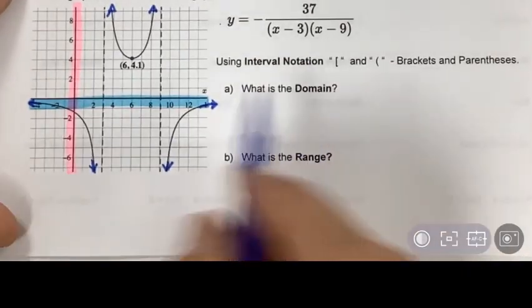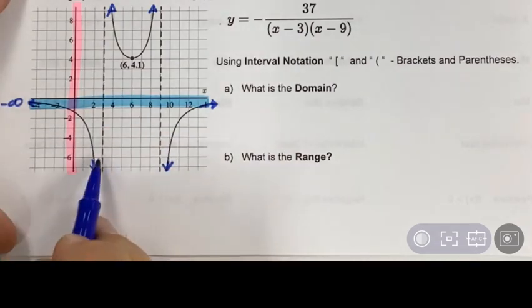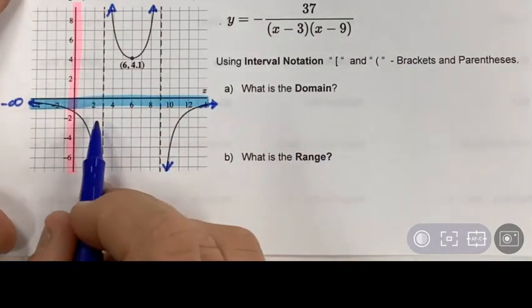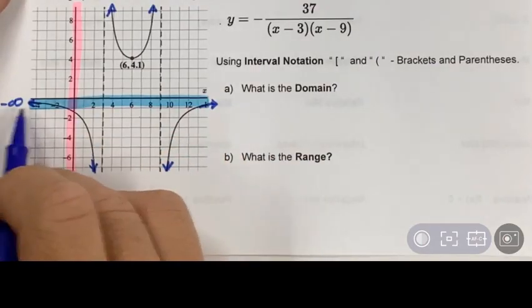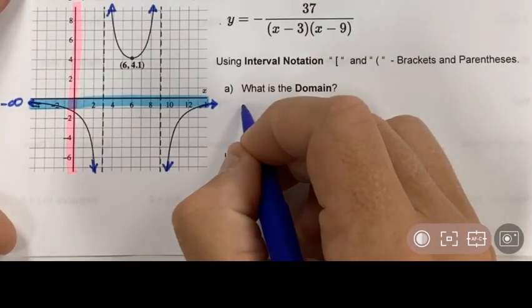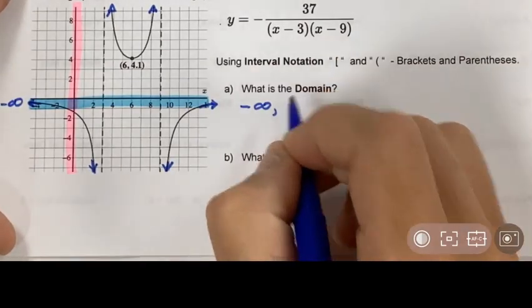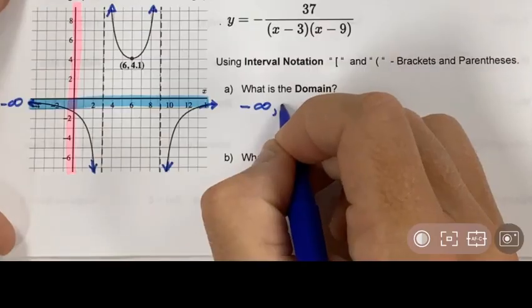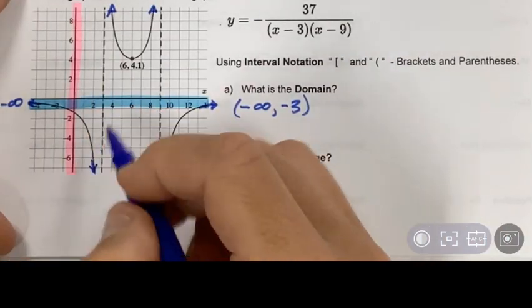So the domain goes from negative infinity, and this left piece stops at positive, what does that look like? That looks like 3. And then that's going to go from negative infinity up to 3. I'll explain that in just a minute. So I've got negative infinity up to 3, and we're going to use interval notation, which has the parentheses and the brackets. So in this case, we're starting at negative infinity and stopping at negative 3, because this thing doesn't go past that.